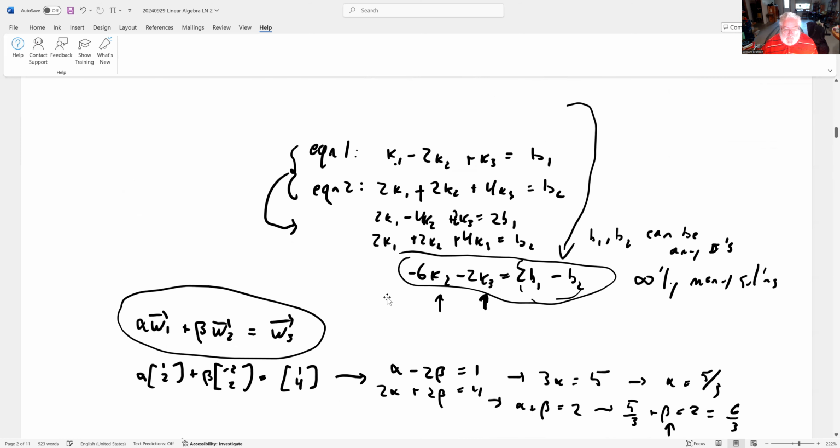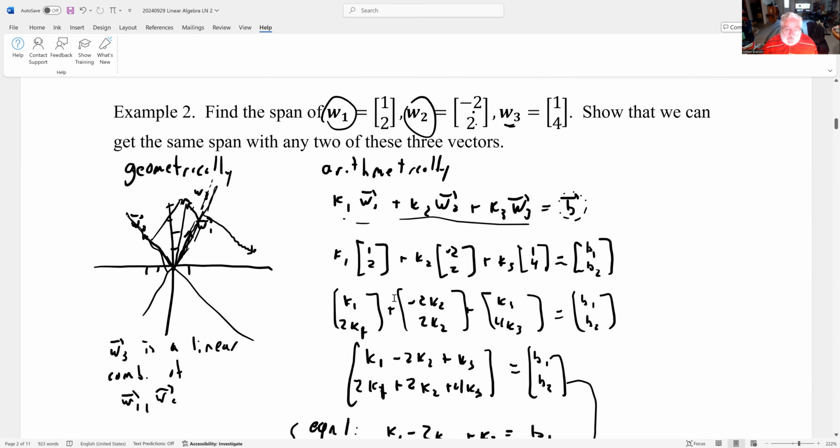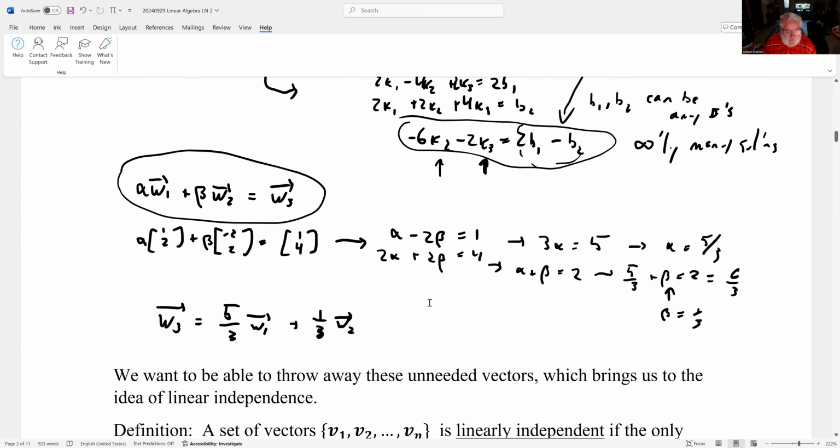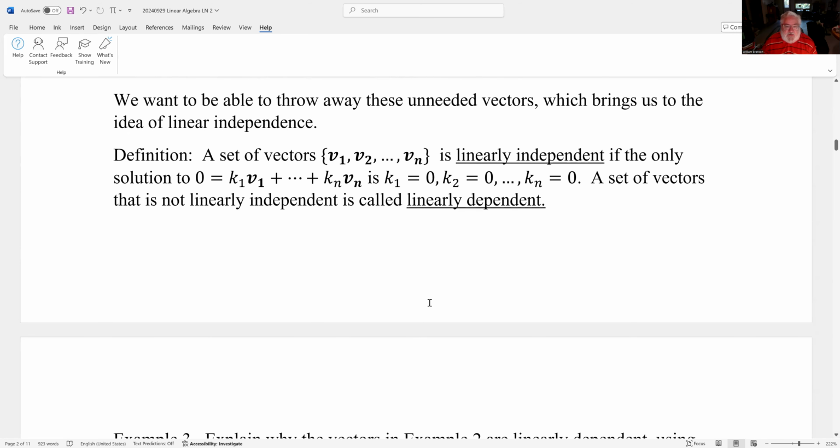Well, whenever we're talking about linear combinations of W1, W2, and W3, we can replace W3 by 5/3 W1 plus 1/3 W2. And then we don't need to worry about having W3 at all. We can just describe the span of these three vectors as the span of W1 and W2. So in a sense, there's just too many vectors here. Throwing away these unneeded vectors brings us to the idea of linear independence.